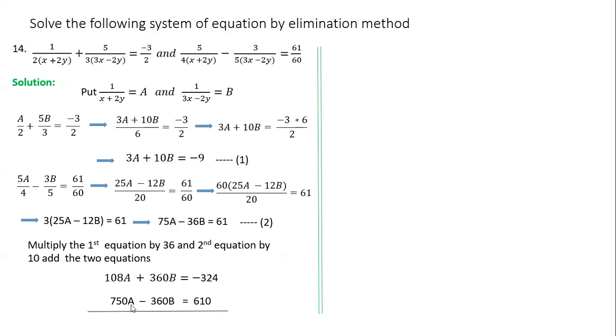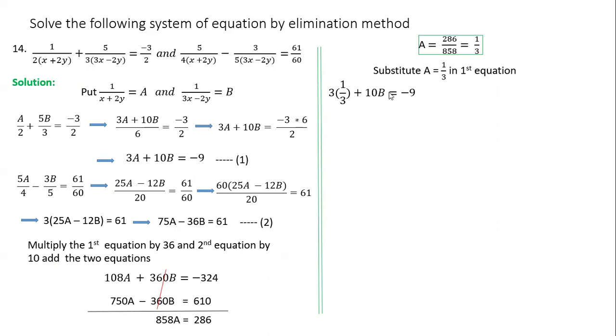So add the two. This cancels. So you add these two, and 858a is equal to, subtract it, it becomes 286. So a is equal to 286 upon 858 is equal to 1 upon 3. Put a is equal to 1 upon 3 in the first equation. We'll get 3 into 1 upon 3 plus 10b is equal to minus 9. We'll get 1. This will give you 10b is equal to minus 9 minus 1. 10b is equal to minus 10, so b is minus 10 upon 10 is equal to minus 1.